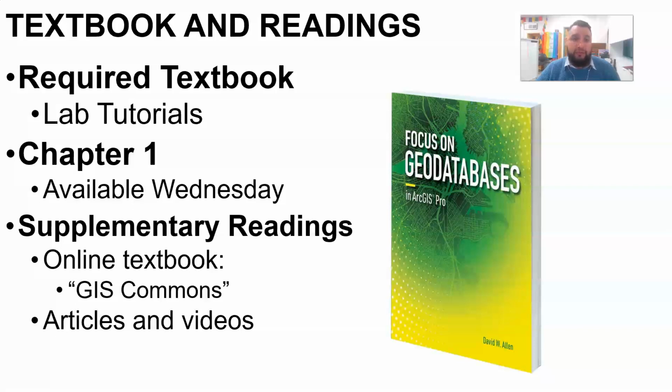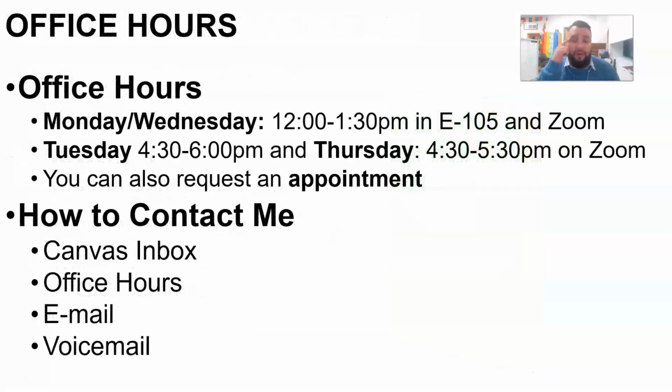In addition to this textbook, there will be some supplementary readings. For example, you're going to have assignments that ask you questions from an online textbook known as GIS Commons, and I'm always going to link to that textbook whenever you have an assignment due. And in addition to our textbook and to our GIS Commons online book, there will also be other articles and videos that we will use throughout this semester, okay?